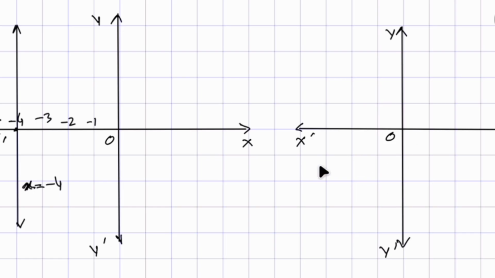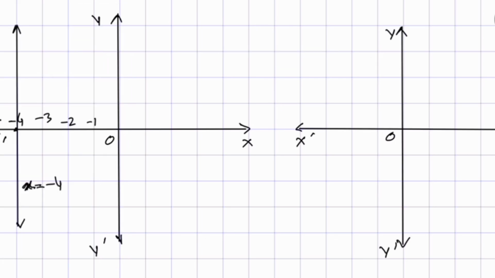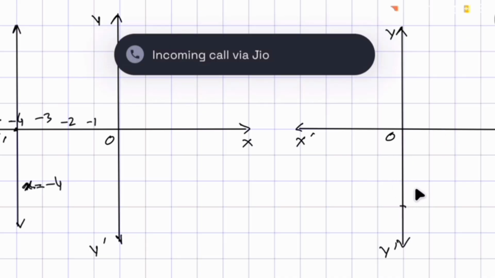We wrote a Cartesian plane, and now plot the points. The points are 3 units below the x-axis. This is the x-axis, I already said it. And 1, 2, 3. This is -3.